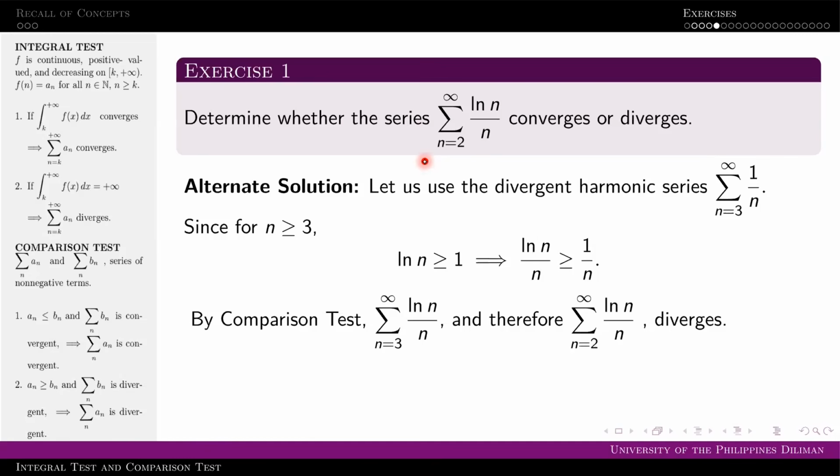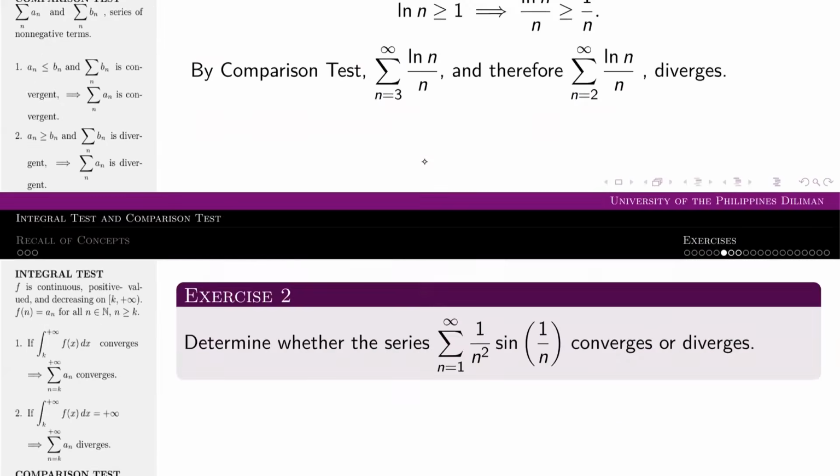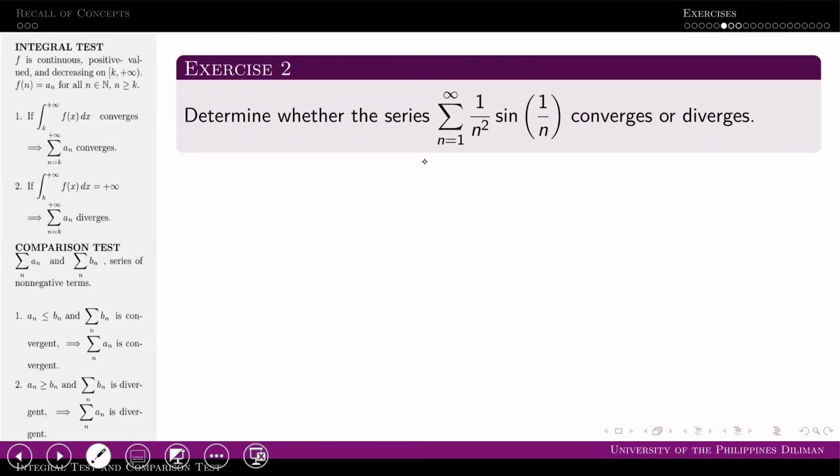Moving on dun sa exercise 2, we are given the sum from 1 to infinity ng 1 over n squared sine ng 1 over n. And we can see that this is easily integrable kung ilalet mo si u to be 1 over n, no? Kasi ito na yung derivative niya. You're just missing a factor of negative. So let's try applying integral test.